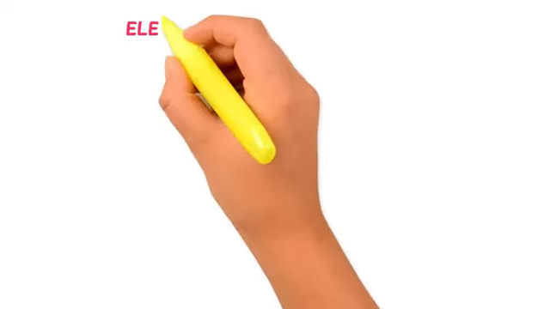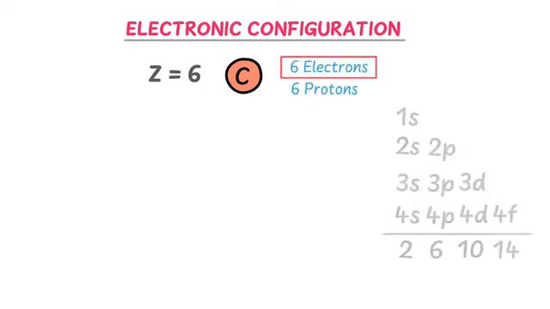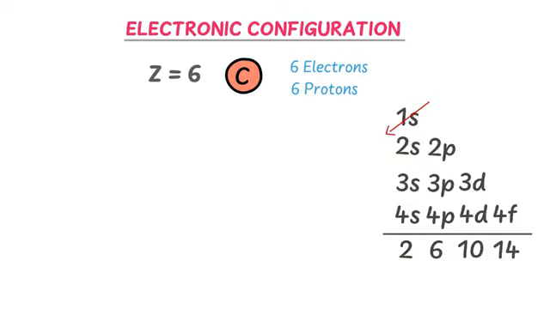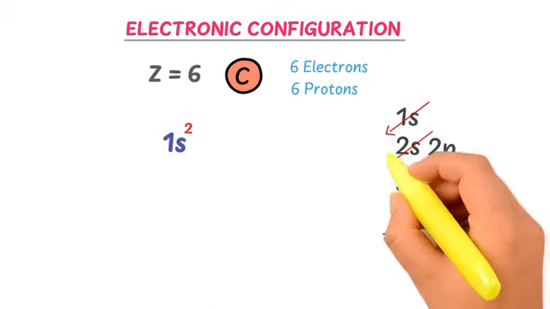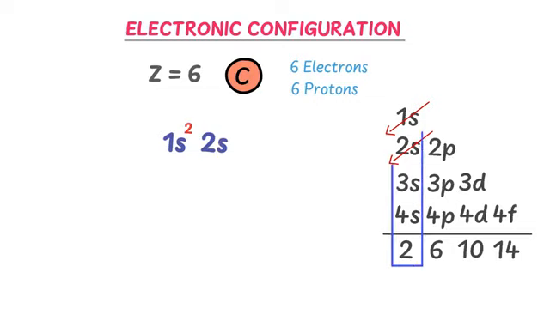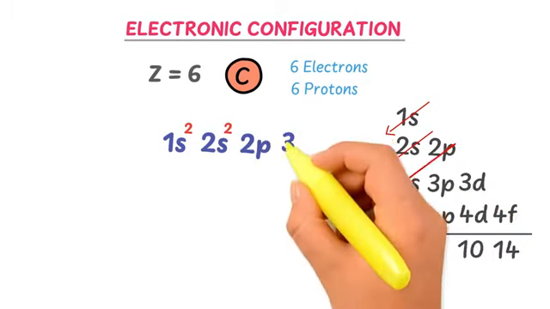Now let me teach you the electronic configuration of carbon atom. We know that the atomic number of carbon atom is 6. Means that there are 6 electrons and 6 protons in the carbon atom. But we only need the number of electrons. I cut the 1s like this and write here 1s. We know that S subshell can accommodate only 2 electrons. Then I cut 2s like this and write it here. 2s can also accommodate 2 electrons. Then I cut 2p and 3s and I write here 2p and 3s.